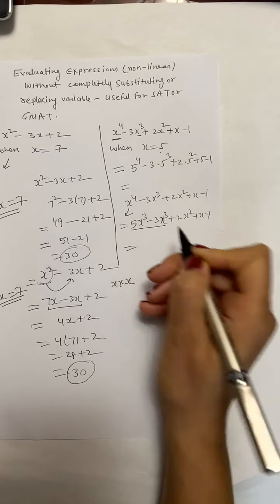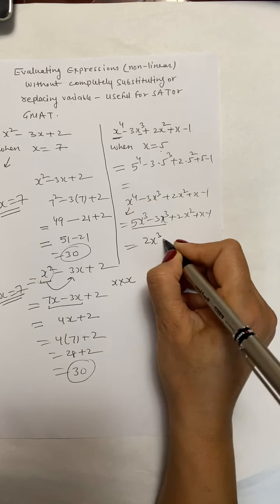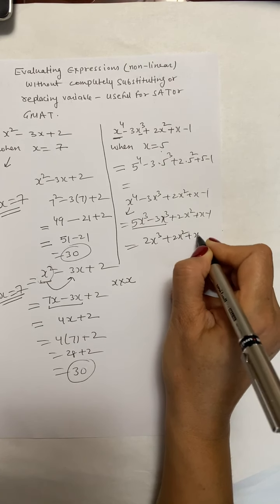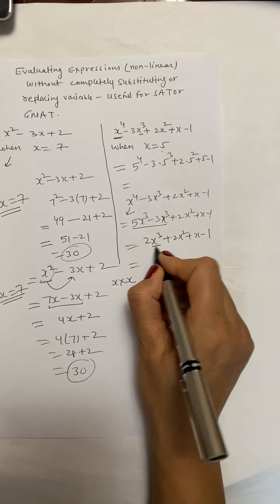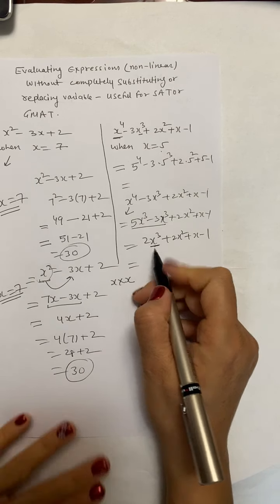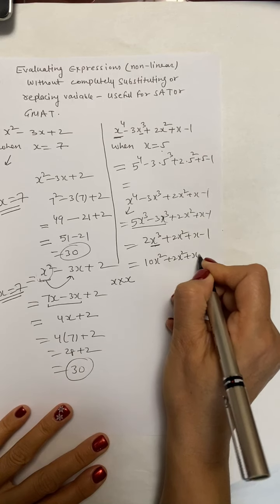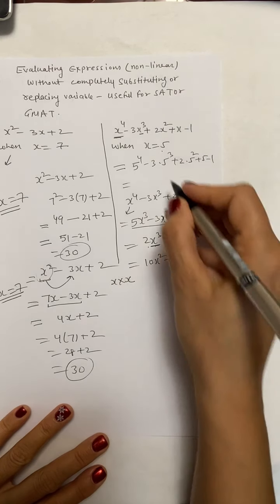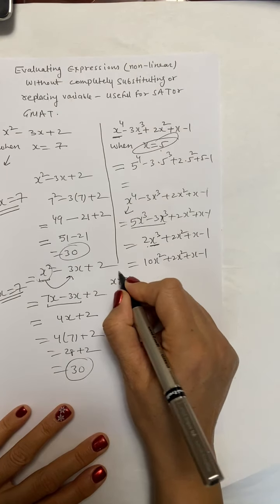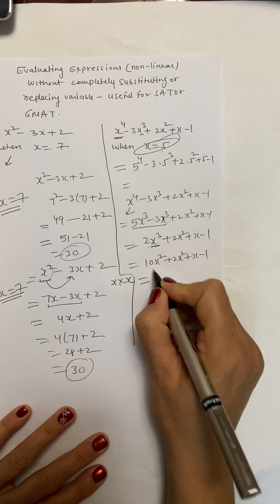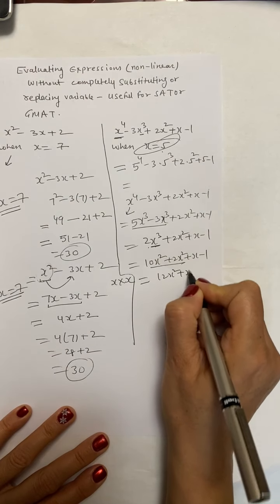Now 5x cubed minus 3x cubed gives you 2x cubed plus 2x squared plus x minus 1. Now we need to replace only one x, remember? So this gives me 10x squared plus 2x squared plus x minus 1. Why 10? Because remember, x is 5. So now again, collect like terms. So 12x squared plus x minus 1.